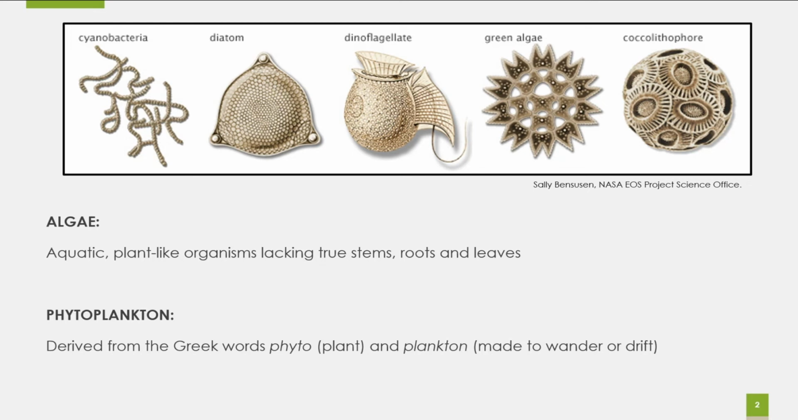Phytoplankton itself, I just took the definition of what the actual words mean, derived from the Greek words meaning phyto, plant, and plankton, which means to wander or drift, which is in simplest terms exactly what phytoplankton are. They're little microscopic drifting plants in the ocean. That's the simplest way to put it. There's a lot more to them, obviously, which we'll get into, but that's ultimately what they are.